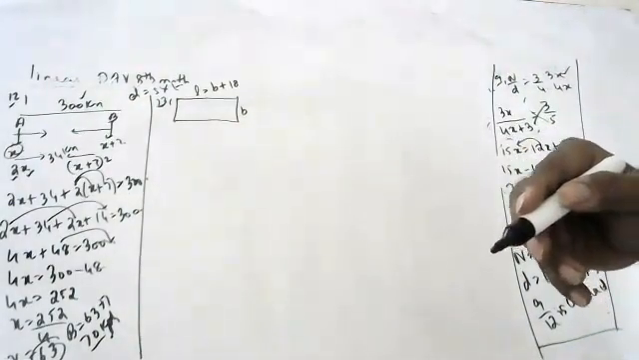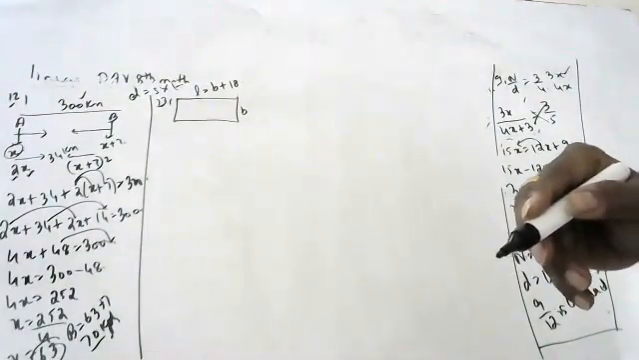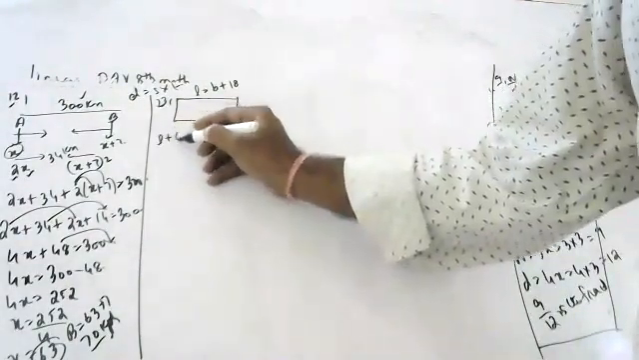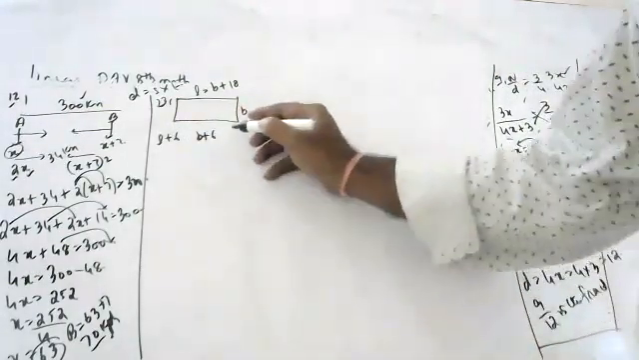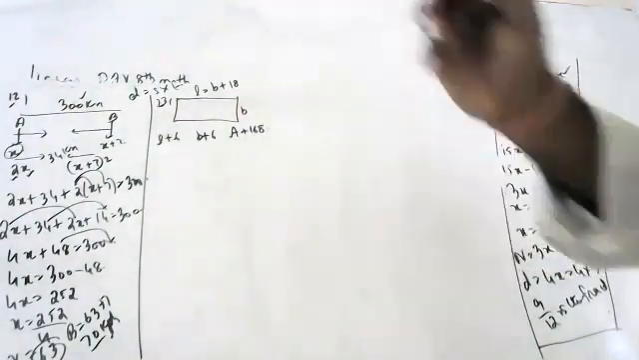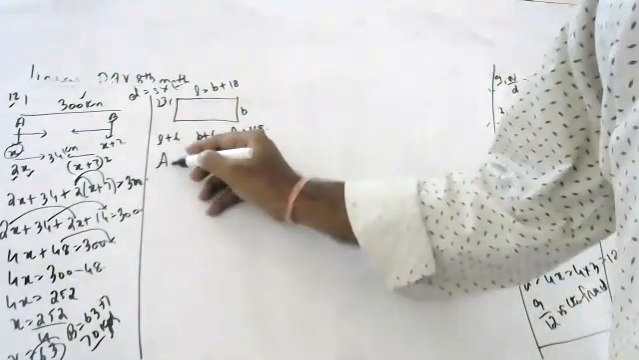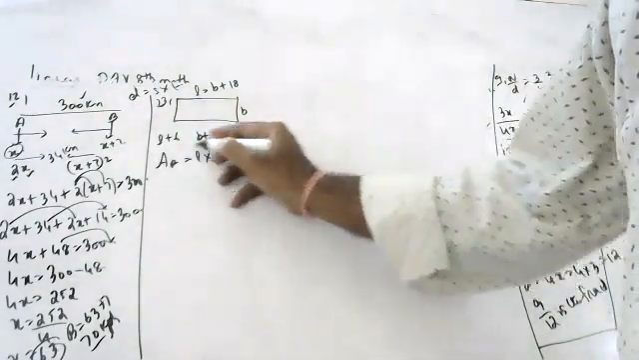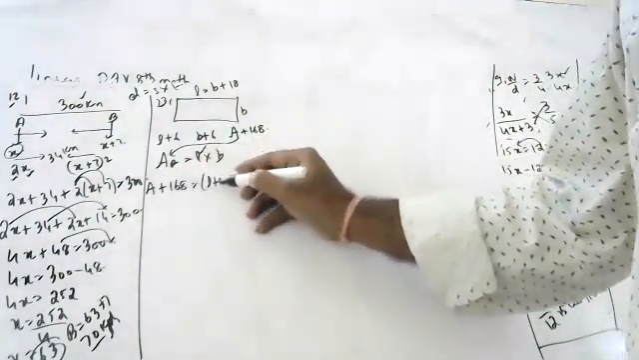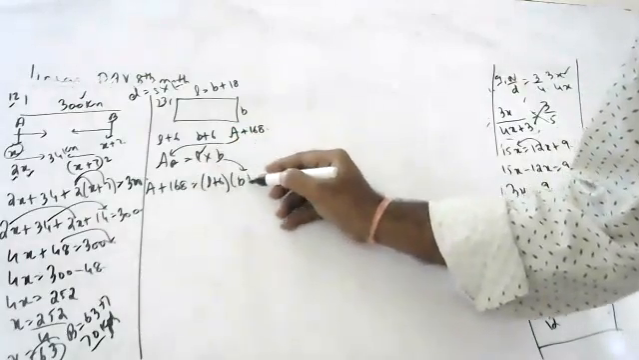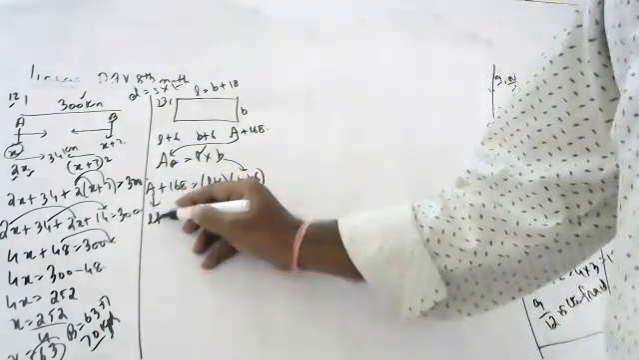If both length and breadth are increased by 6, then the area increases by 168. What is the formula for the area of a rectangle? L into B. Area is increasing by 168 when length is increased by 6 and breadth is increased by 6. Area means length into breadth.